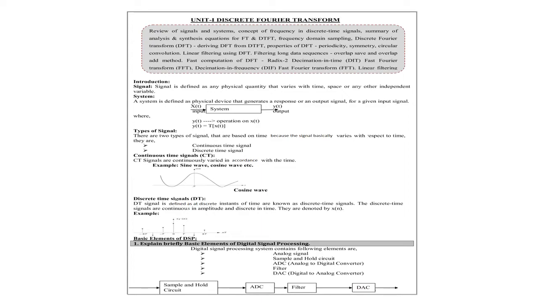Next we are going to see the basic elements of DSP, that is, the digital signal processing system, which contains the following elements. First is the analog signal. Second is the sample and hold circuit. Third is the analog to digital converter. The fourth one is the filter. Fifth one is the digital to analog converter. These are the basic elements of discrete signal processing.